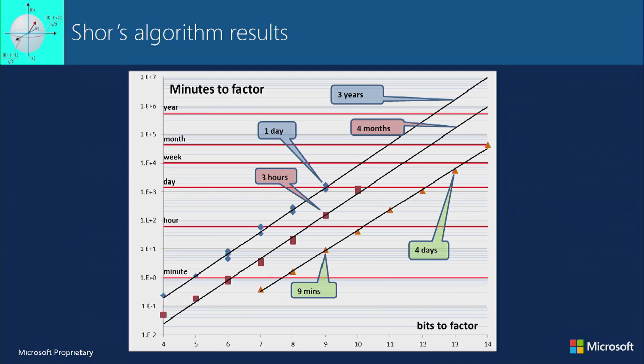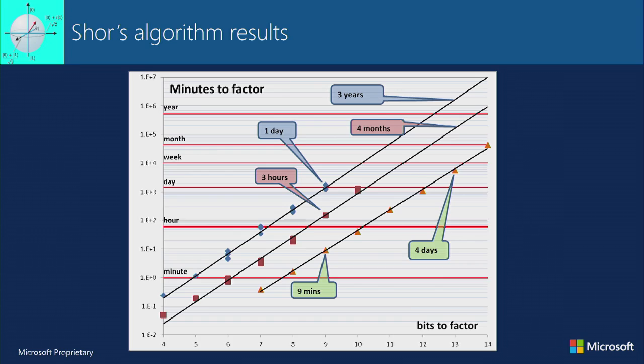This is the first 3 versions of the simulator. The one at the bottom is the current one. You'll notice a 13-bit number to factor initially would have taken 3 years, then 4 months, and now 4 days. The last triangle at the end is the 30 days for the 14-bit number. So you see we scale pretty well.